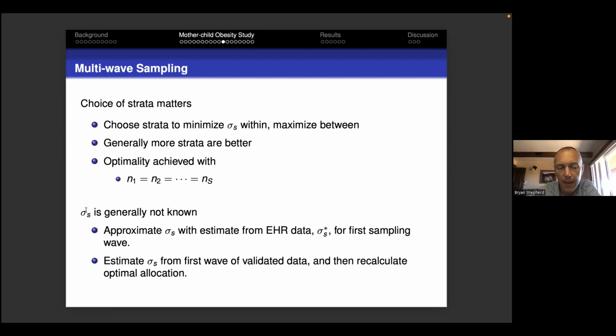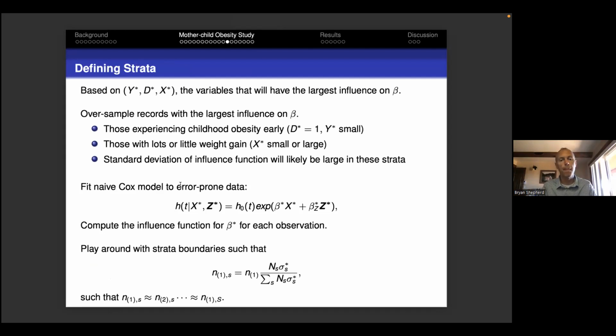However, sigma_s, the standard deviation of the influence function for beta, is generally not known. So what we do is approximate sigma_s using an estimate from the electronic health record data, we'll call it sigma_s star, for the first sampling wave. Then once we do our first wave of sampling, we'll re-estimate sigma_s based on that first wave of validation, and then calculate the optimal allocation from that. So let me show you in practice what we did.